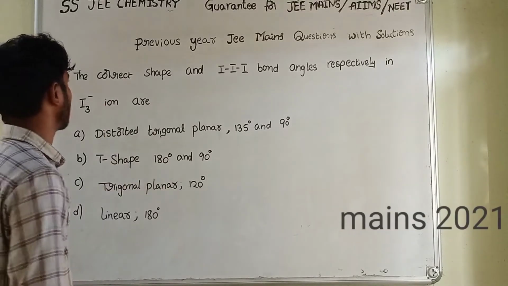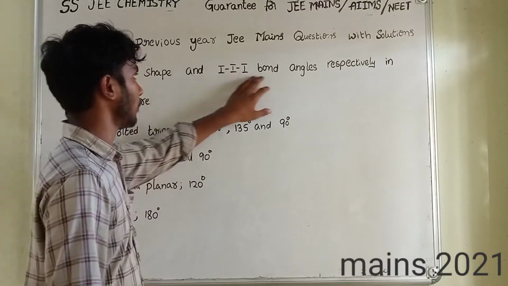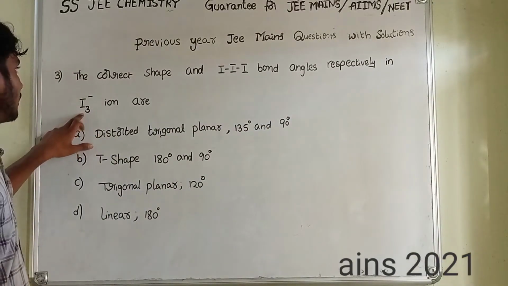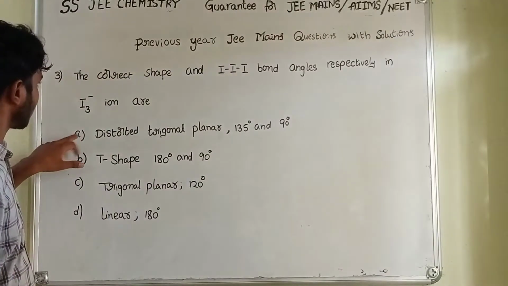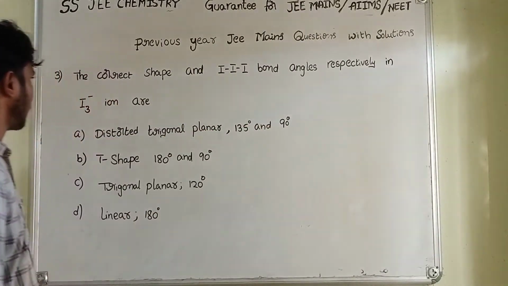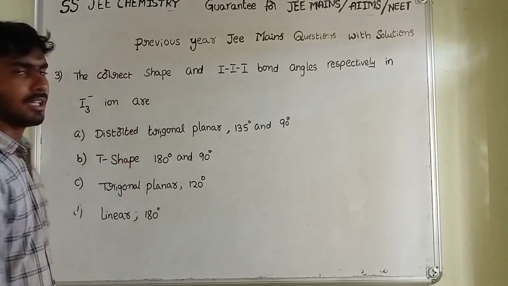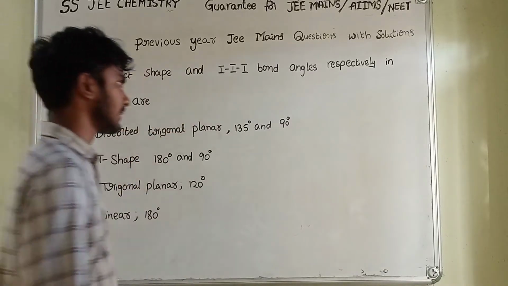Next, third question. The correct shape and I–I–I bond angles respectively in I3 minus ion are. They are asking about bond angles and also shapes. The options are: distorted trigonal planar, 135 and 190 degrees. So we'll go with hybridization to get the shape and bond angles.